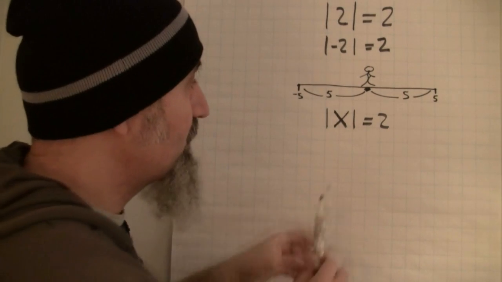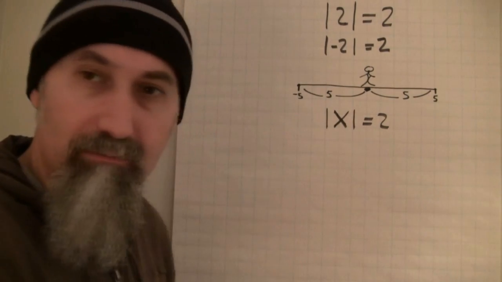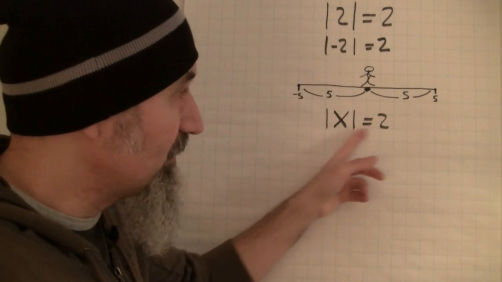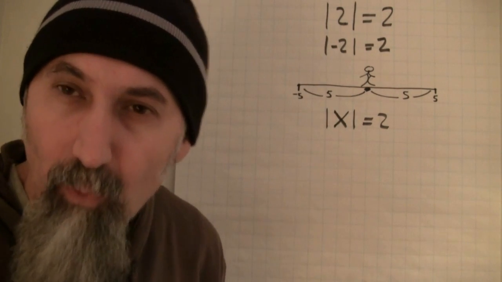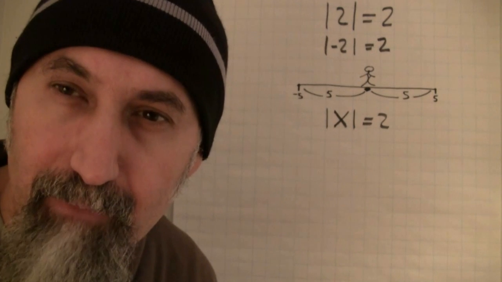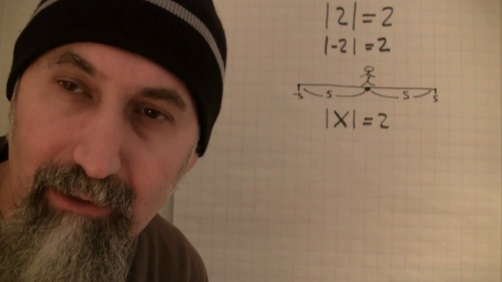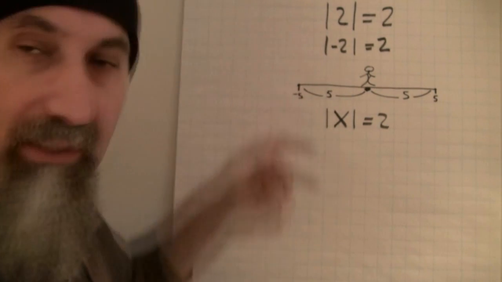If we didn't have the absolute value symbols here, then x is 2. That's a given because we're saying x is 2. But we have the absolute value of x is equal to 2. What can x be? Well, x can be 2 or negative 2, just the way we did here.